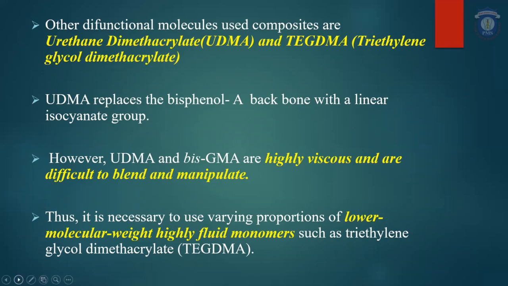For that, we mix bis-GMA and UDMA with a low molecular weight, highly fluid monomer. The low molecular weight monomer is also called the diluent monomer because it decreases the viscosity: a diluent monomer, low molecular weight, highly fluid monomer. An example is triethylene glycol dimethacrylate.